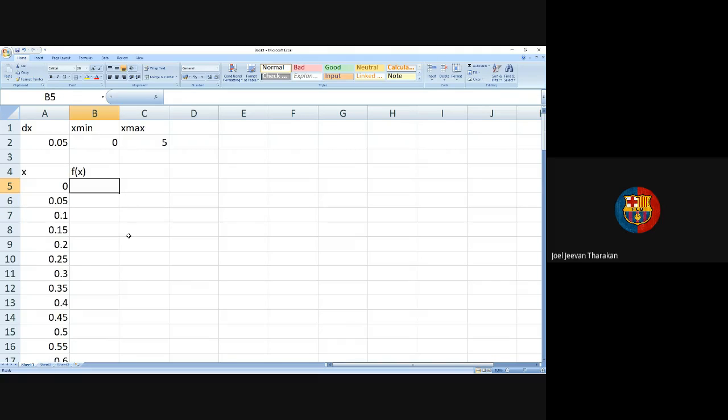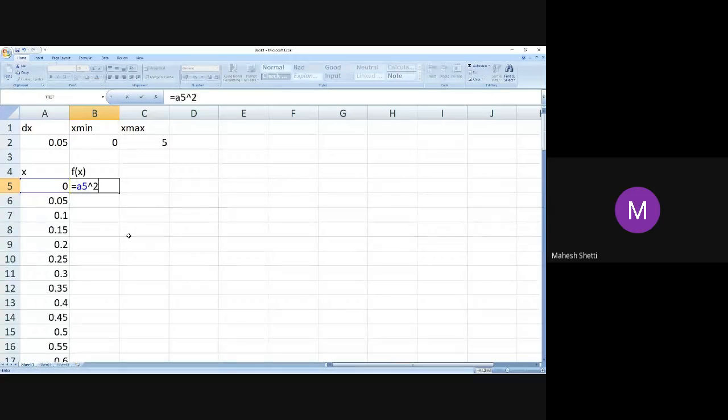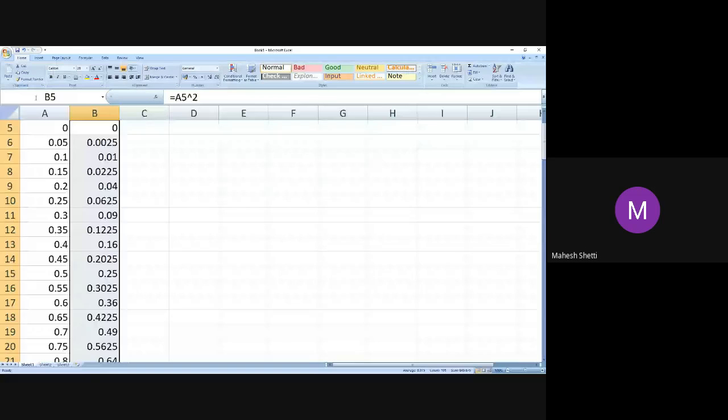Okay, sir. Now I want to write some function. I can take any function. Let me take the first simplest function, equal to say x square. So I write A5 square, and I'm going to copy this formula. So I have copied this formula. The moment I copy, you see a dotted line appears. Now I'll select the cells B5 to B105 and paste it.